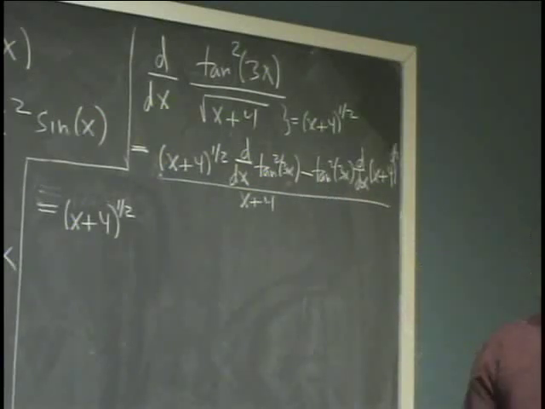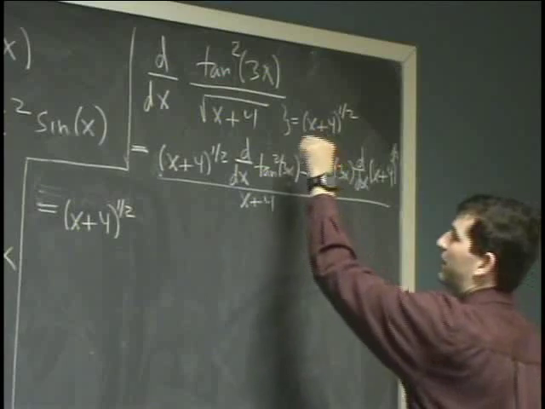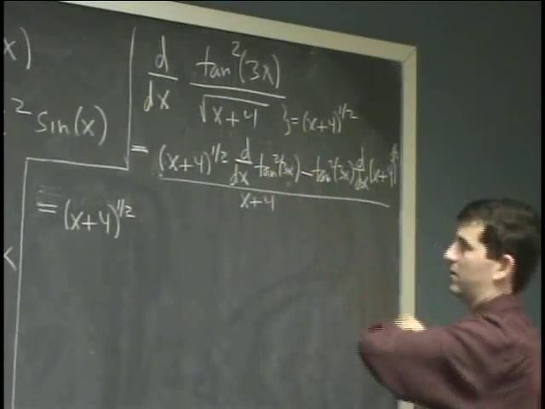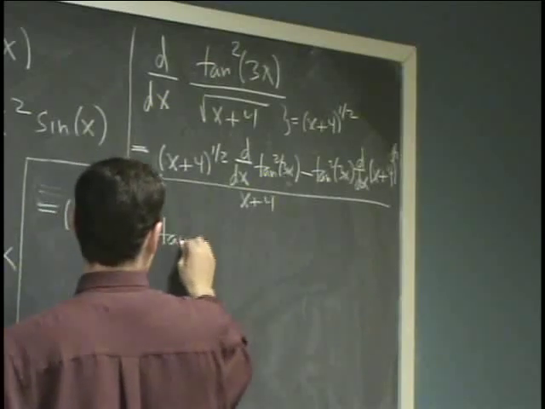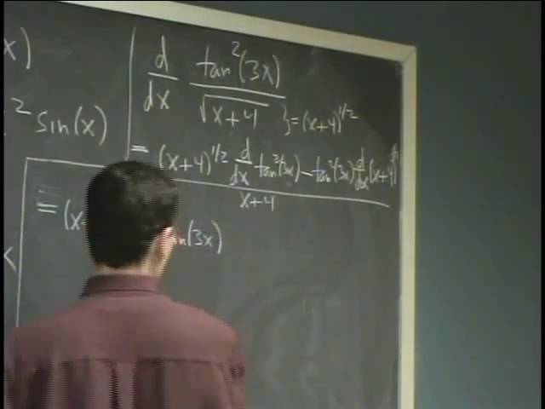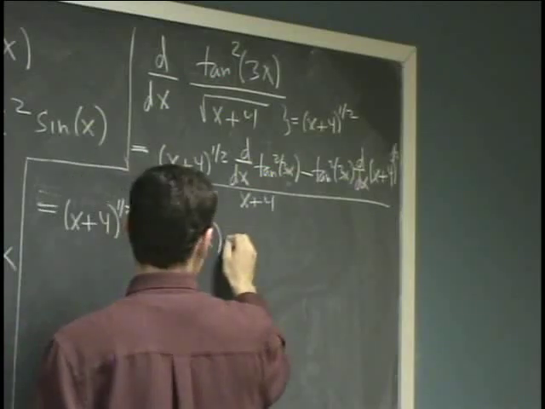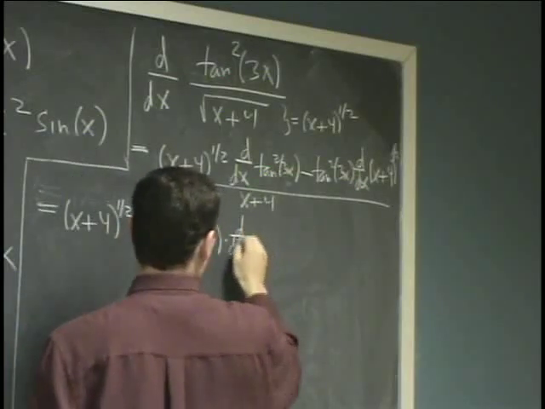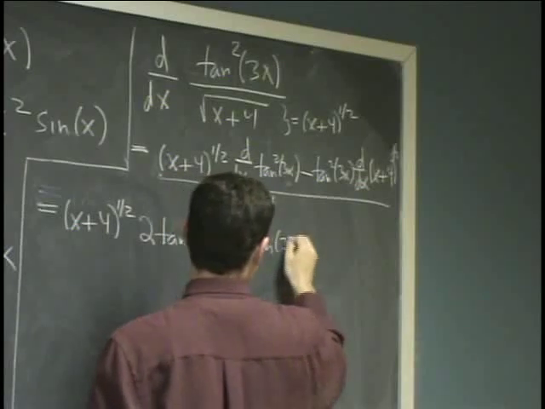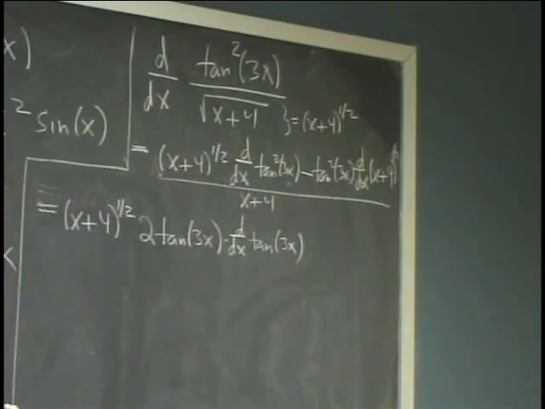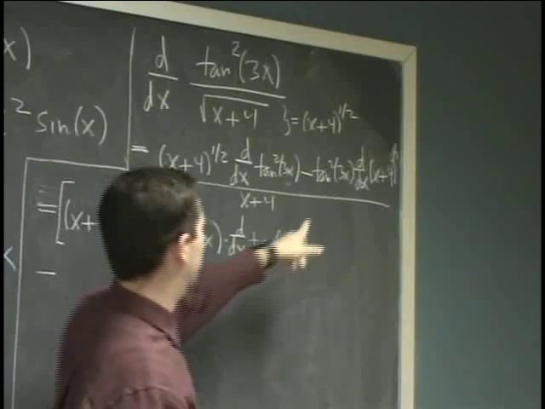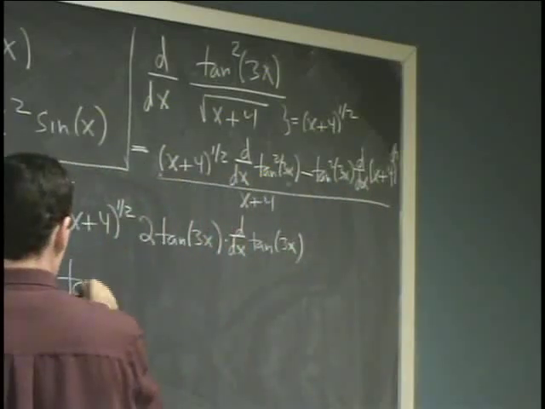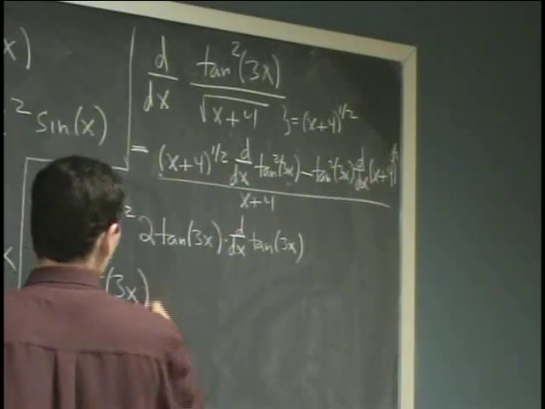Okay, so let's do it one step at a time. Let's just treat the outside function as x squared, and the inside function as tangent of x. Then it says this is going to be 2 times the tangent of 3x times the derivative of tangent of 3x. Okay, and I better start a long brace and put in a minus. We're going to need another line here. So I get tangent squared of 3x.